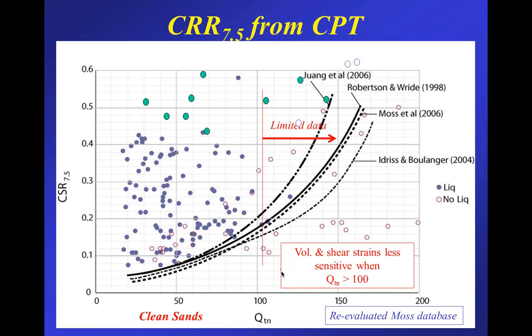But one of the things that comes across is you can see when the normalized cone resistance is greater than 100, then we have very limited data, so it's more subjective on the relationship. But one of the things that you'll see later is this is in the region where volumetric and shear strains tend to be much smaller, and so those deformations tend to be less sensitive to the actual factor of safety you calculate in this region.